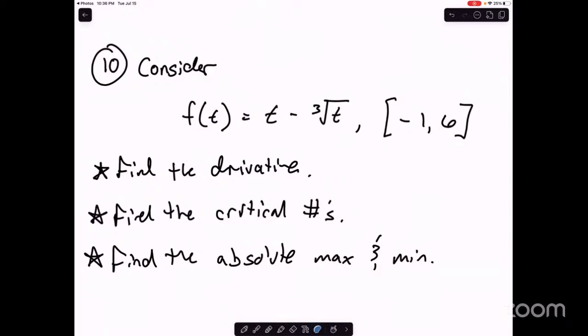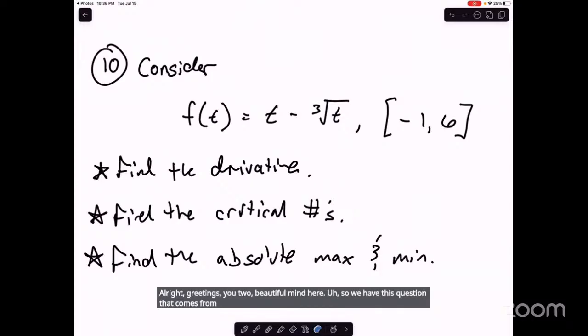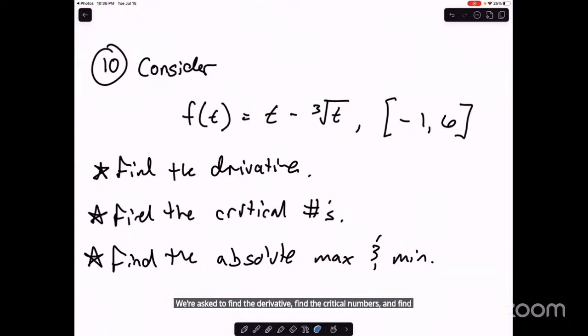All right, greetings YouTube, beautiful mind here. We have this question that comes from calculus. It says, consider this function on the closed interval from -1 to 6. We're asked to find the derivative, find the critical numbers, and find the absolute max and min. The derivative here doesn't look too terribly bad.